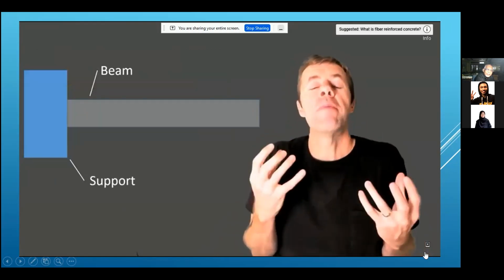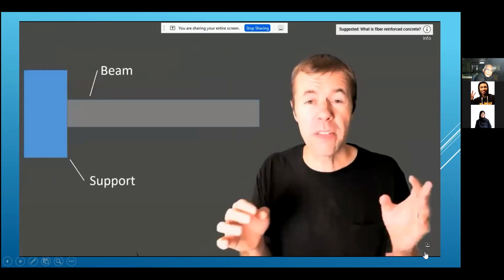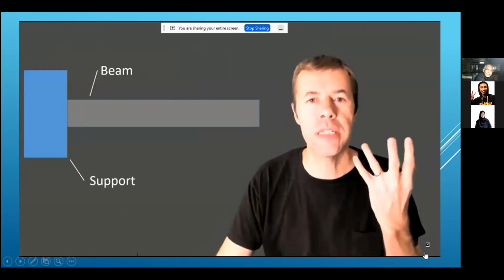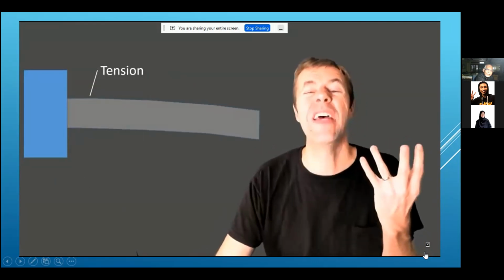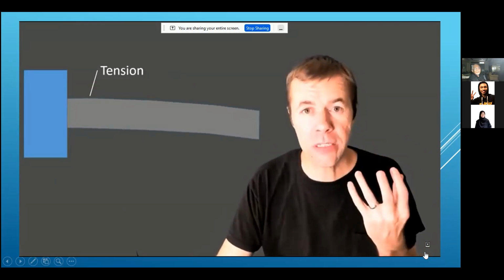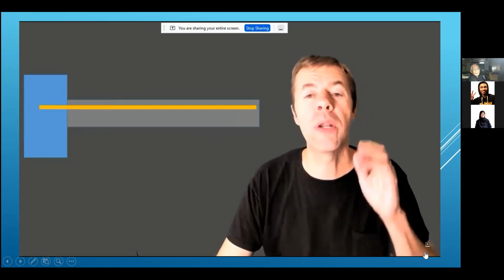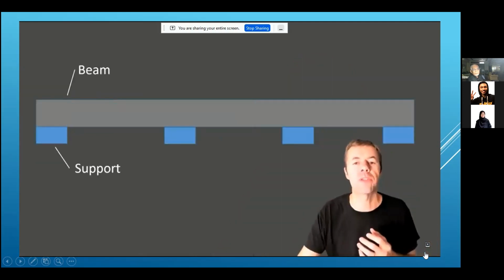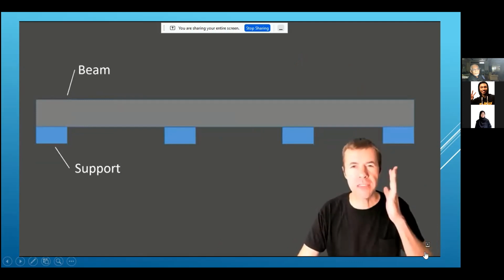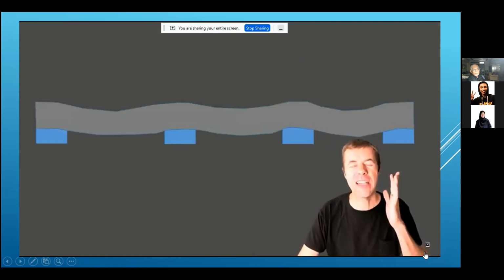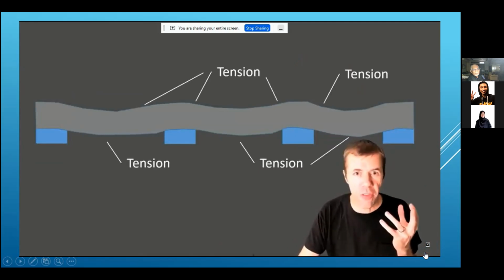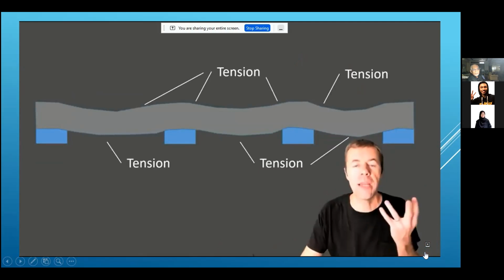Now, if we have another type of beam, a cantilever beam, one that's kind of hanging off a cliff, if we do our job to think about how it is going to move, it's like this, and there's going to be tension at the top. So that's where we need our reinforcement. Now, if we have a really long beam with lots of different supports, let's think about it deflecting. It's going to look like this. Where's the tension? There, like all over the place, right?